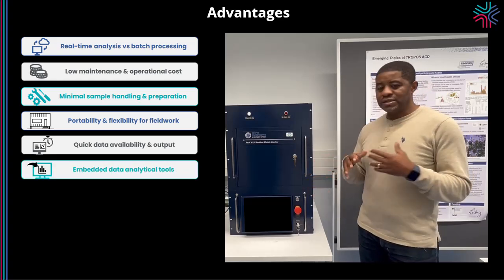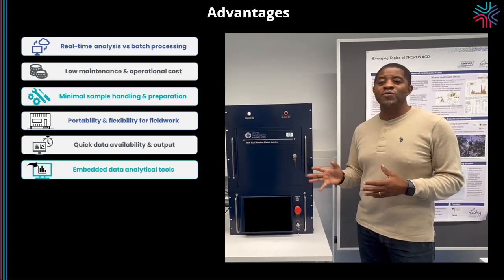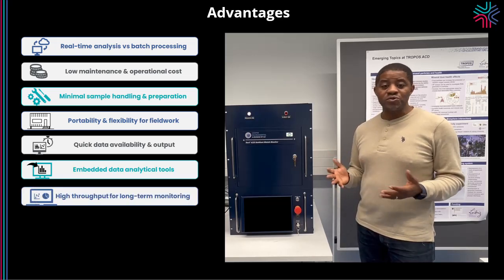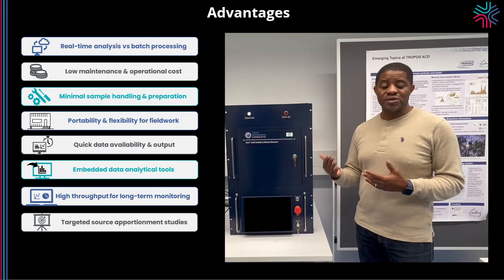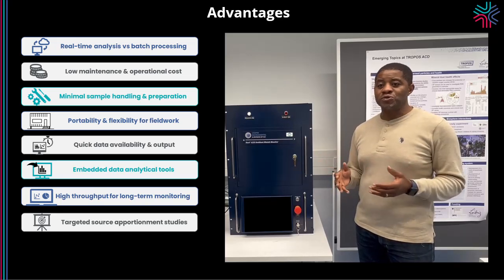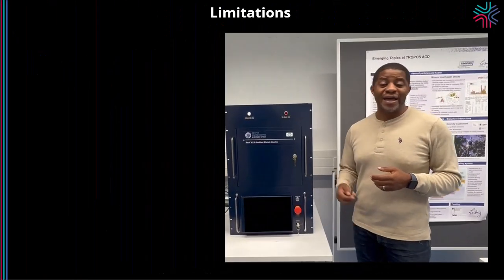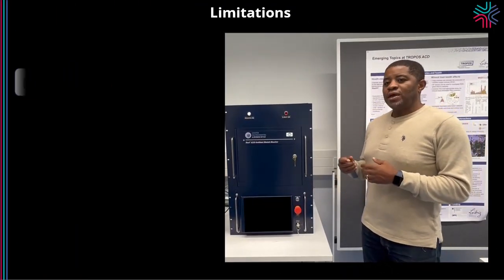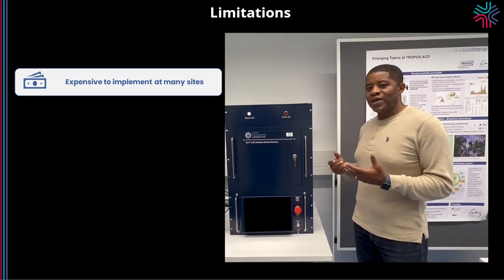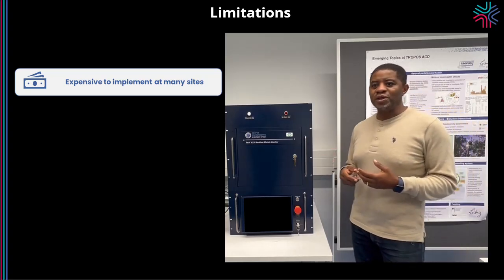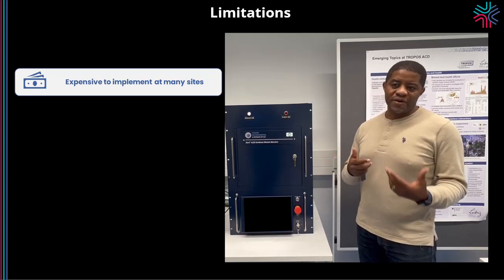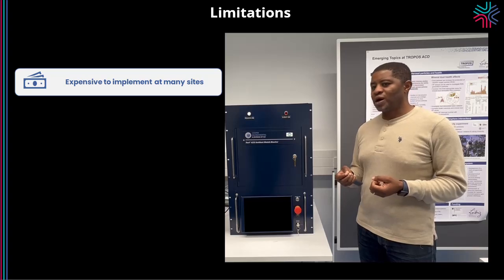It has embedded analytical tools like the ADAPT software, very nice for quick looks. And it has high throughput, so for long-term monitoring, it's perfect. You don't need to go there all the time, and you can get significant information about source apportionment studies. One of the disadvantages is that it's a bit expensive to have so many of them. To have 5 or 6 of them, you need roughly €1,000,000 to deploy them to all your sites. Although it's quite important and very useful, you need to have some money to acquire it.